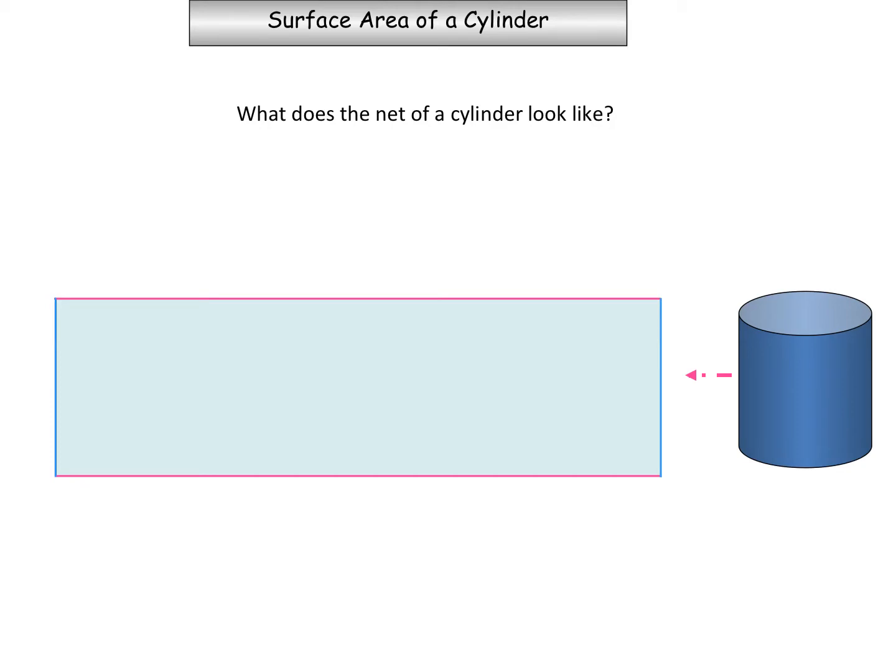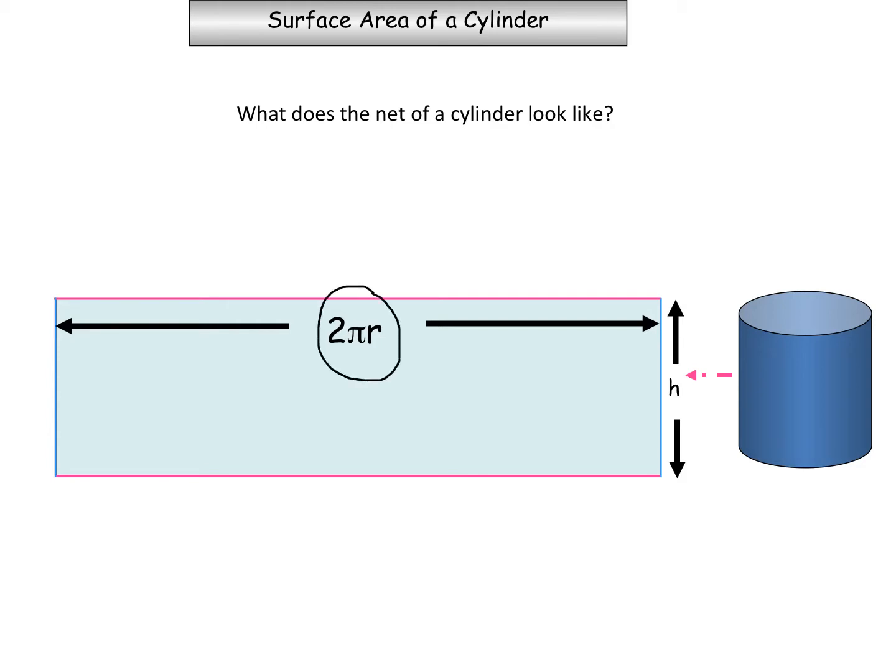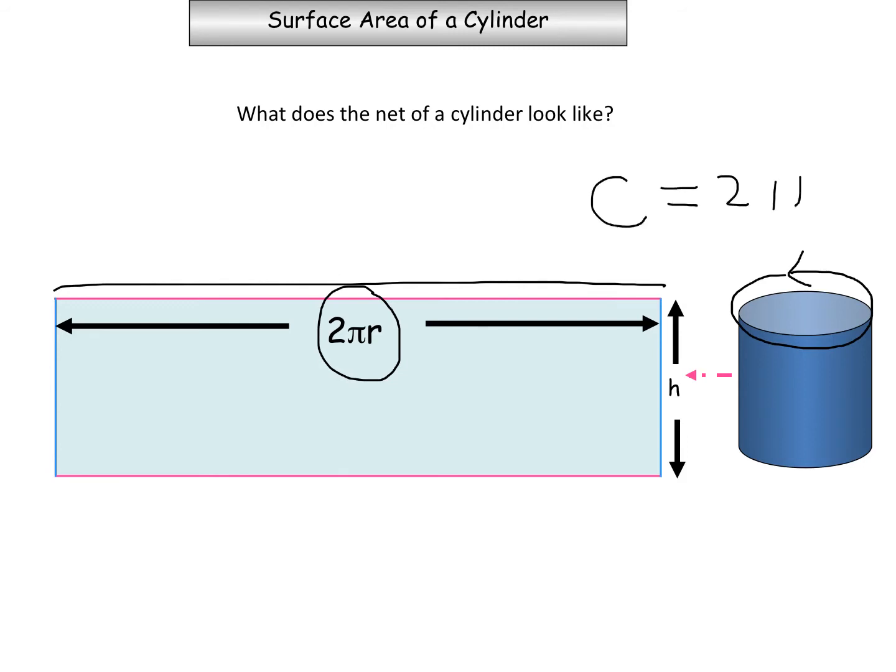Okay, so if we cut along a specific line, just say here, and unravel it, we end up getting a rectangle. If h is height, the length of that rectangle will be 2 pi r. Now, why would it be 2 pi r? That distance here would be the same as the circumference of that circle. And the circumference of a circle is, you guessed it, 2 pi r.